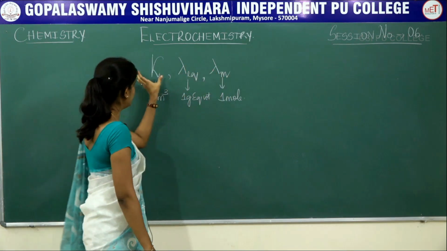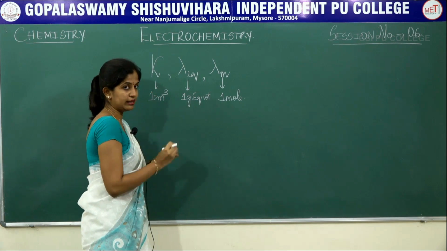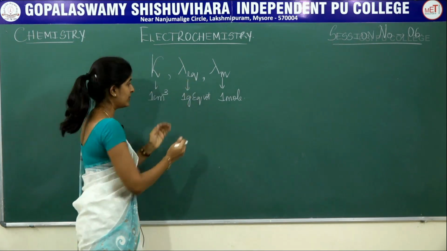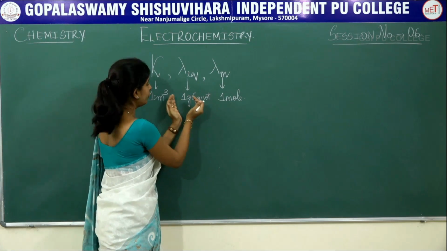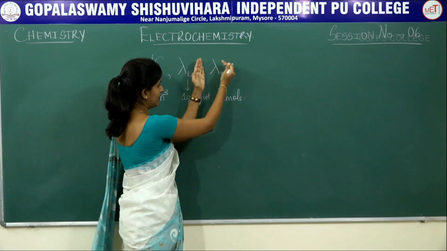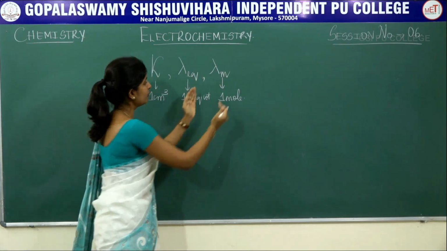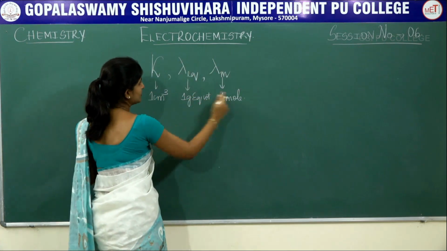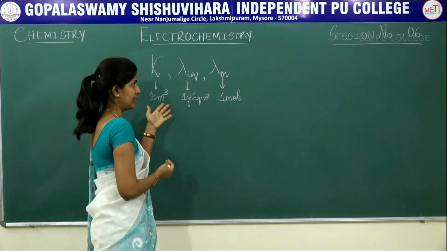So these are the keywords to remember what is conductivity or specific conductance, what is equivalent conductance, and what is molar conductance. Specific conductance is the conductance offered by 1 cm cube of a solution. Equivalent conductance is the conductance offered by a substance with a concentration of 1 gram equivalent weight. Lambda m is the conductance offered by 1 mole of a substance when dissolved in aqueous solution. So these are the 3 types of conductance we have studied till now.